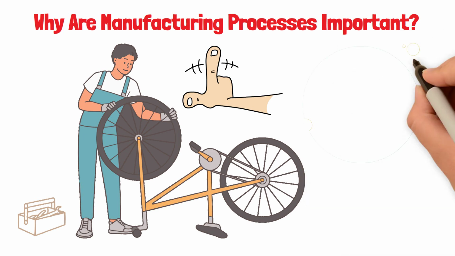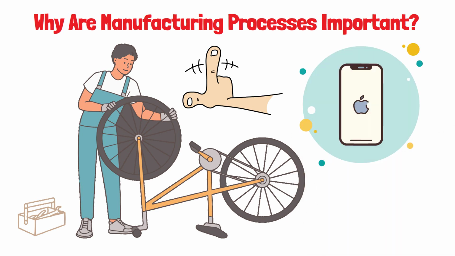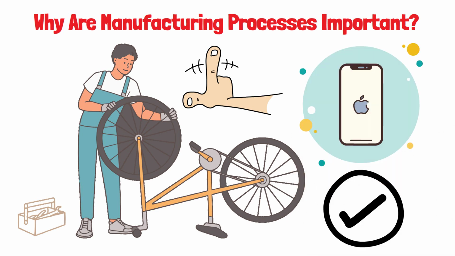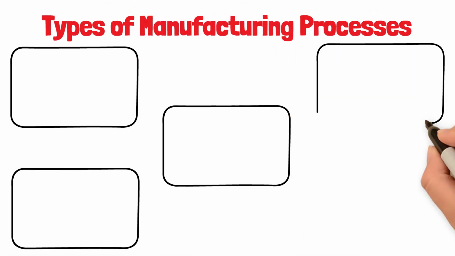Think of the iPhone. It's made by using special manufacturing techniques that shape and assemble tiny parts to make it work. Types of manufacturing processes. Let's look at a few common types of manufacturing.